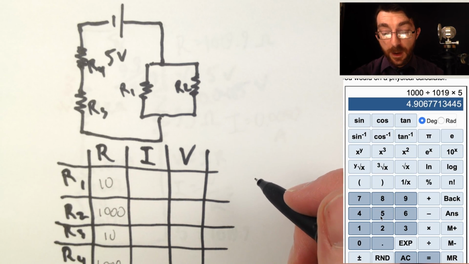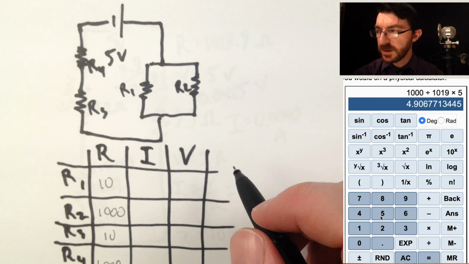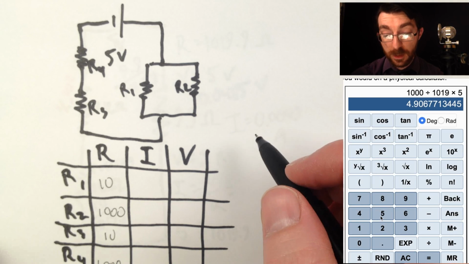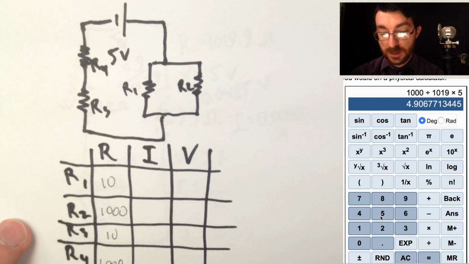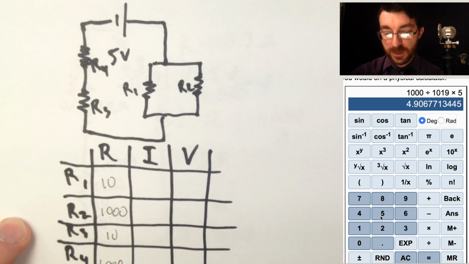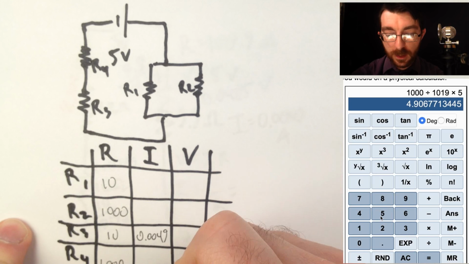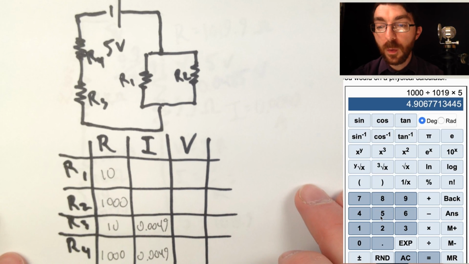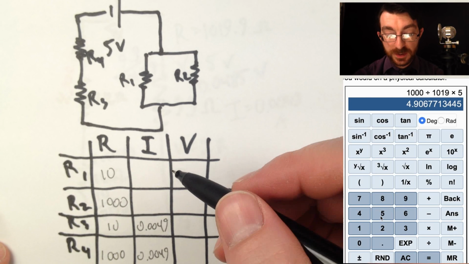How much voltage was dropped over... Oh, why am I doing voltage first? Let me do current first. The same current went through these two and this group, but this group didn't share it evenly. We know that it was 0.0049. That went through these two, 0.0049. That much current went through each of those, but these two had to share the 0.0049.